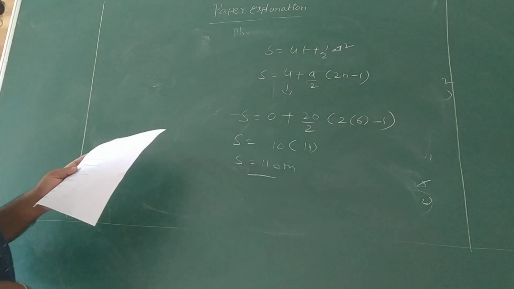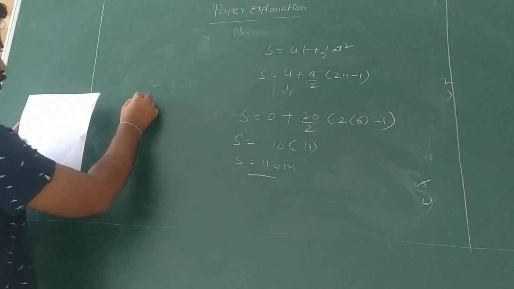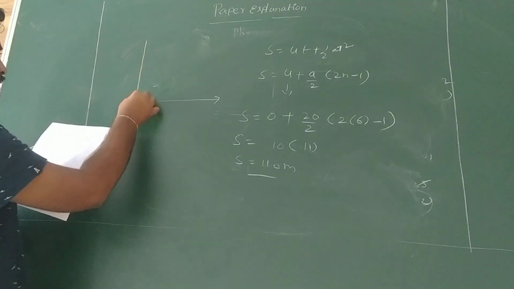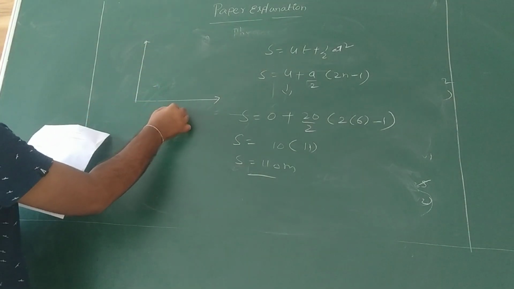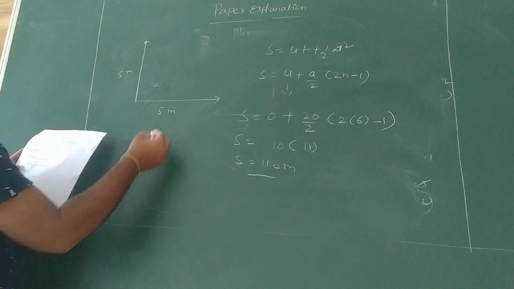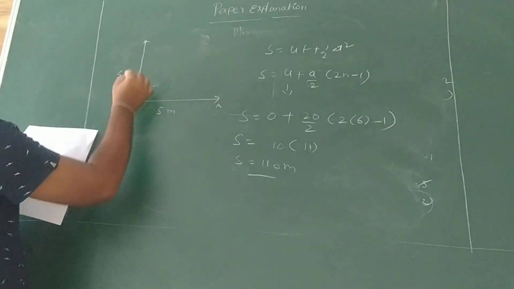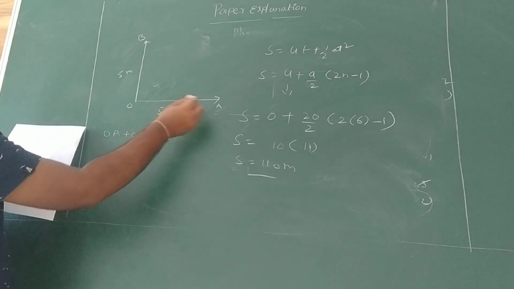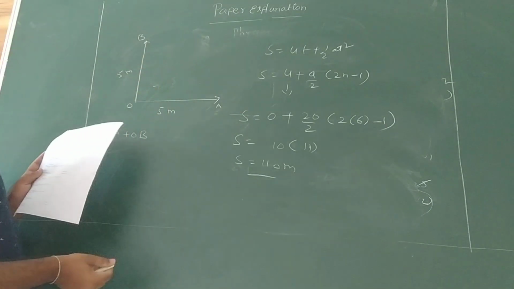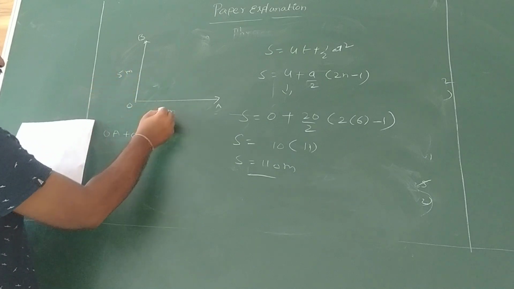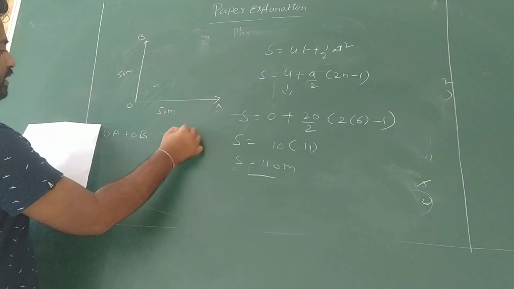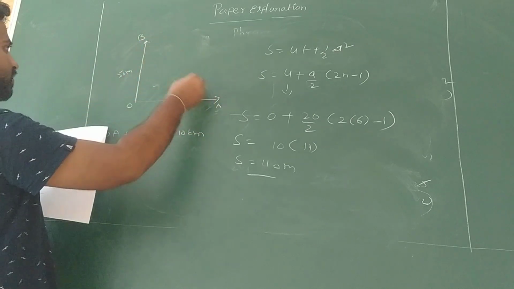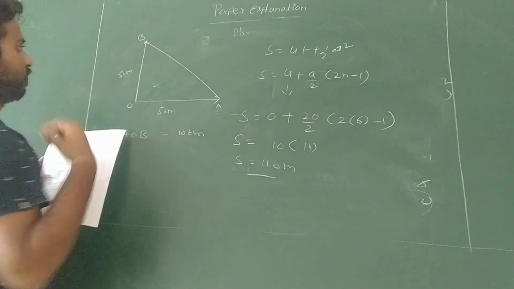And the 18th question, it is an easy question. A body travels 5 km due east and 5 km due north. How do we calculate distance and displacement? For example, take the points O, A and B. Distance means OA plus OB, because the total path covered by the body is called distance. Then it is 5 km plus 5 km, which is 10 km. Displacement is the shortest distance between the initial position and the final position.